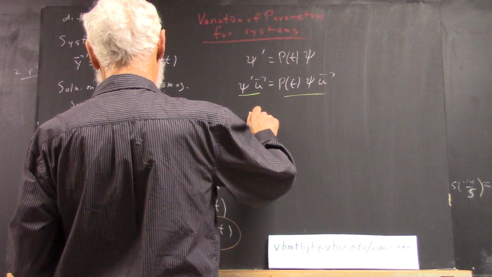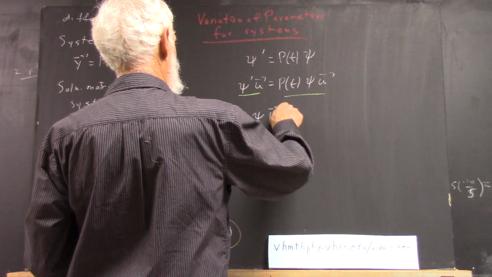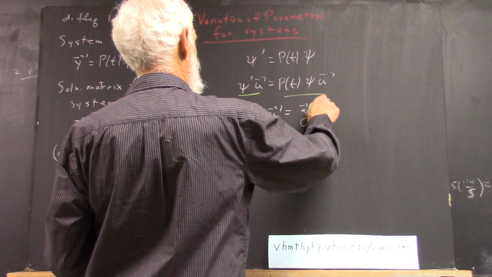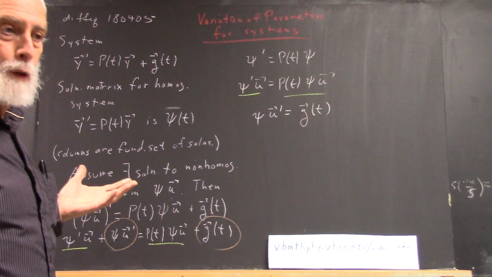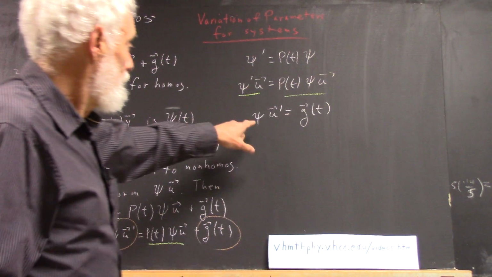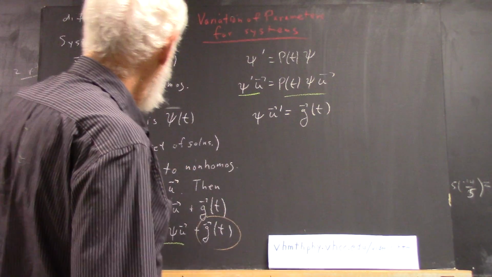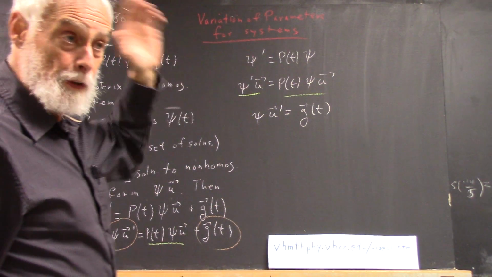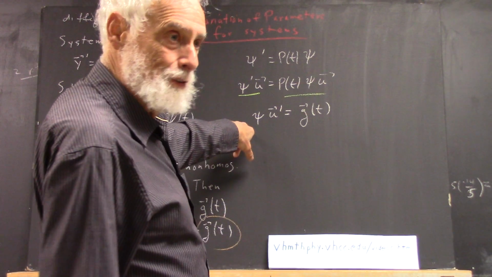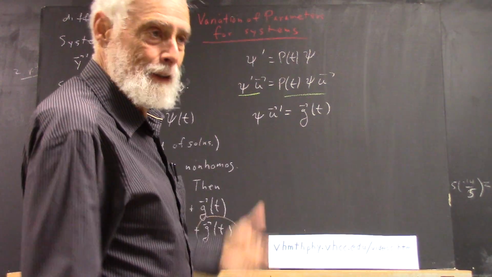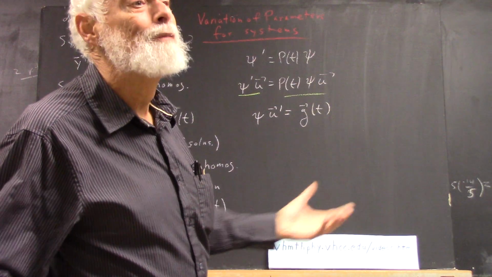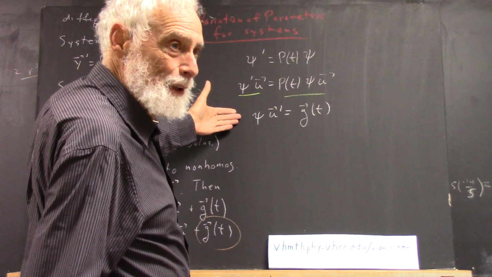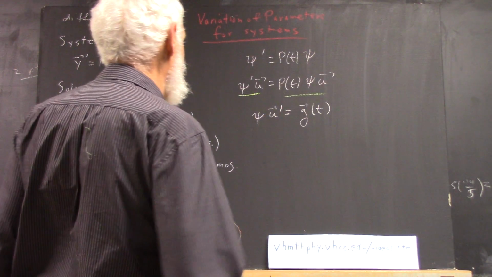So there we have it. Psi is invertible because it's a fundamental set. In other words, the columns form a fundamental set. We've established that the Wronskian of this thing will then be non-zero, meaning that the determinant of this matrix is non-zero.